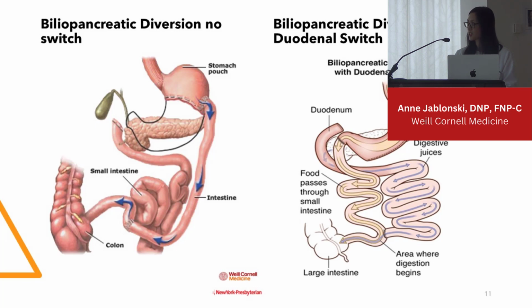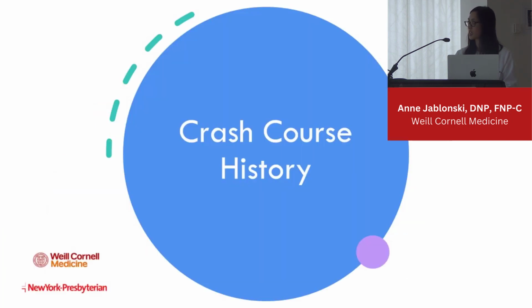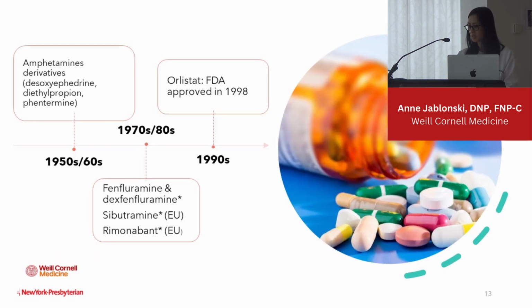So time for a crash course history in anti-obesity medication. Back in like the 50s, 60s, amphetamines were used as an appetite suppressant. The movie Requiem for a Dream, if anyone has seen it, is a really good example of how amphetamines are used to cause weight loss. And these include desoephedrine and diethylpropion and phentermine. And the only one that's still in use is the phentermine.